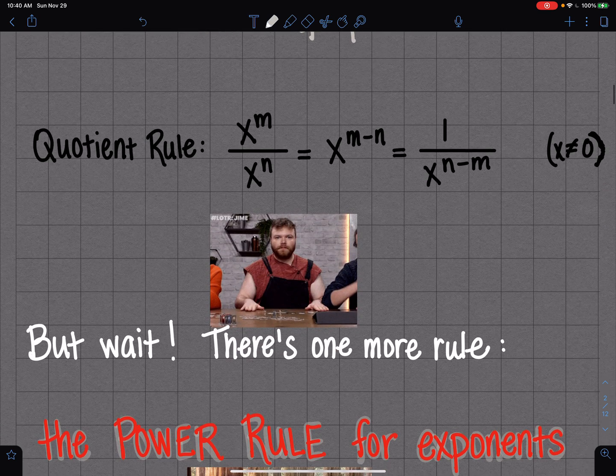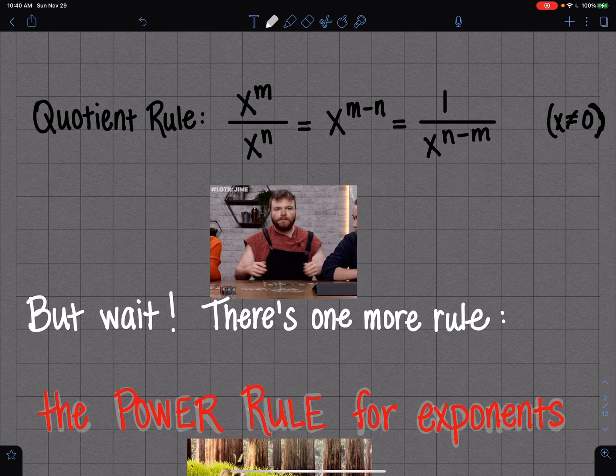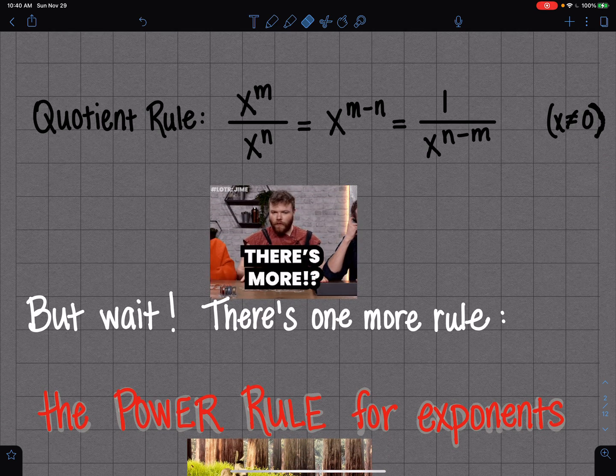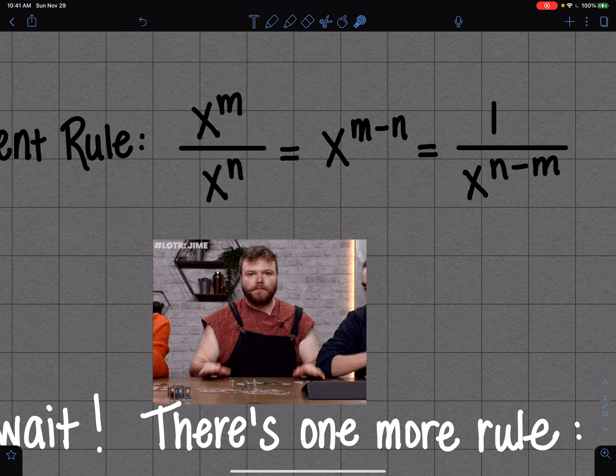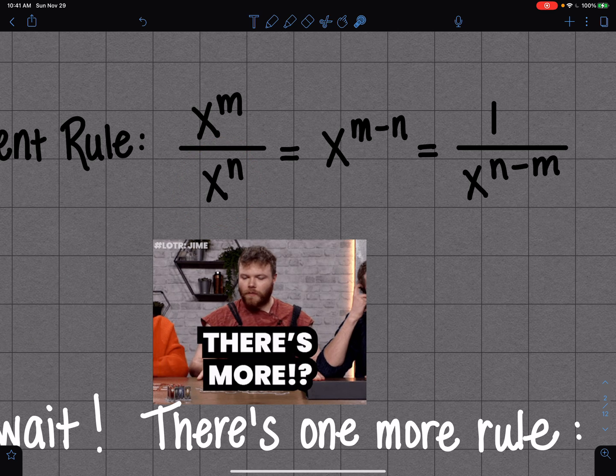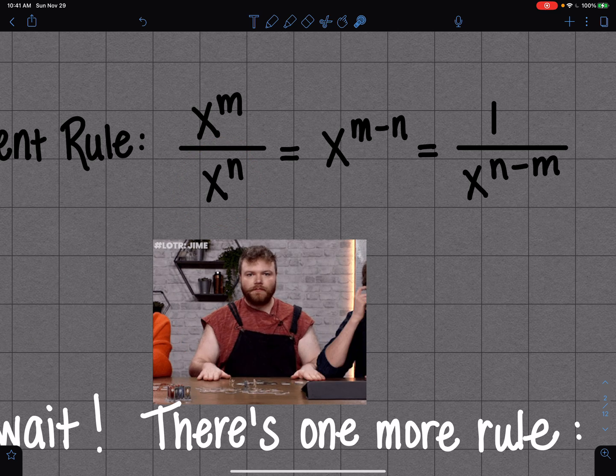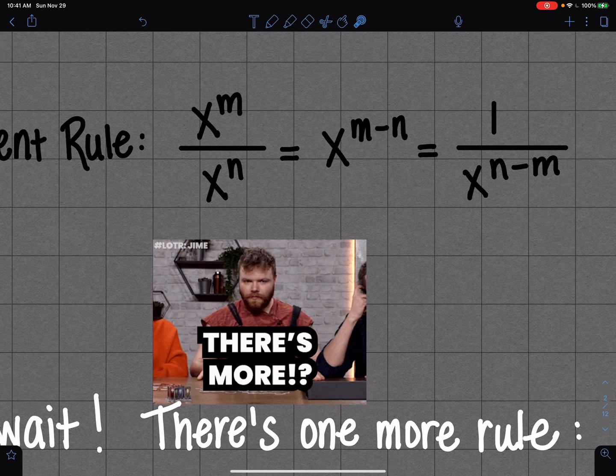Okay, cool. So now the quotient rule. The quotient rule, remember, quotient is the answer that you get when you divide. So in this situation, you've got an x to the m over an x to the n. So what do you do in this situation? Well, it's sort of the opposite of multiplying, right? When you multiply, you add the exponents. When you divide, you subtract the exponents.